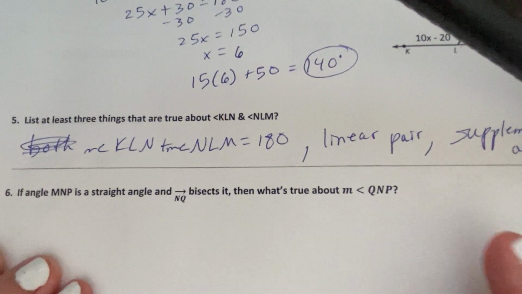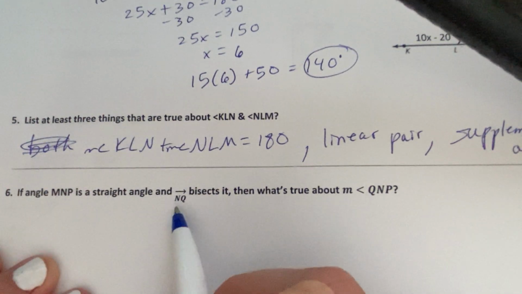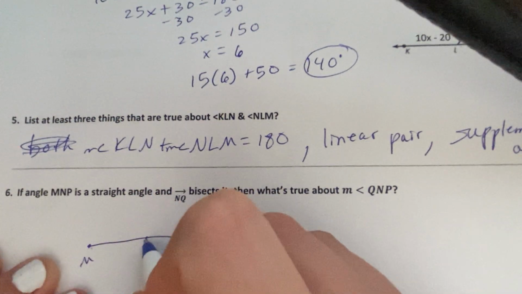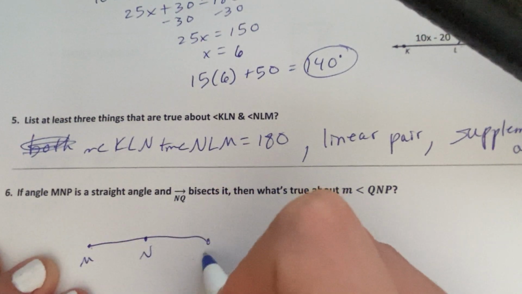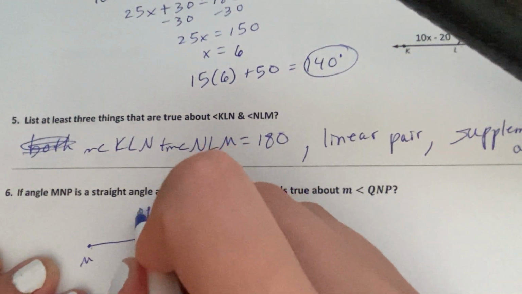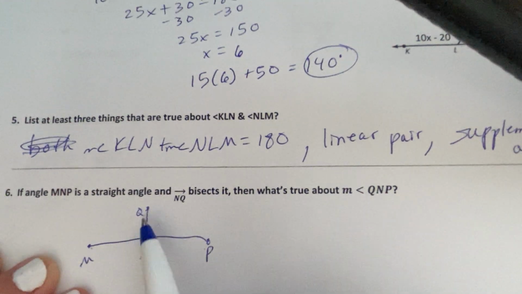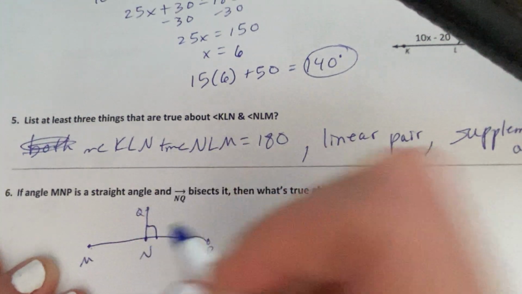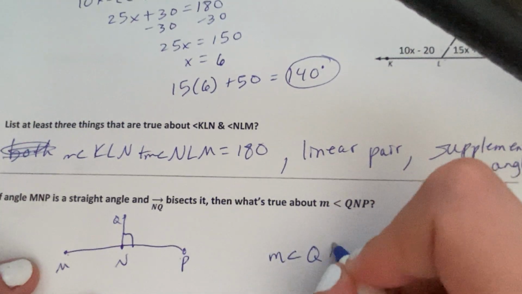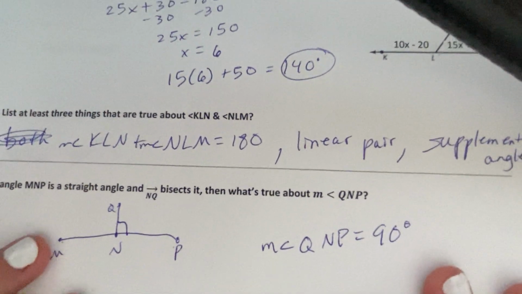If angle MNP is a straight angle and NQ bisects. So we're gonna draw a picture of this. MNQP, sorry. And NQ bisects. It's a straight angle and it bisects it. Then what's true about QNP? Y'all, it's a right angle. The measure of QNP is 90 degrees. There we go.